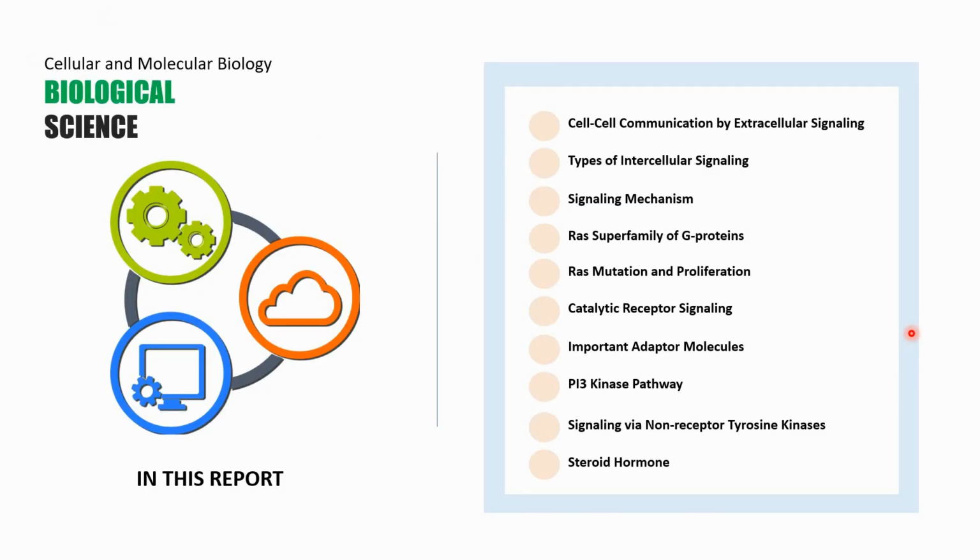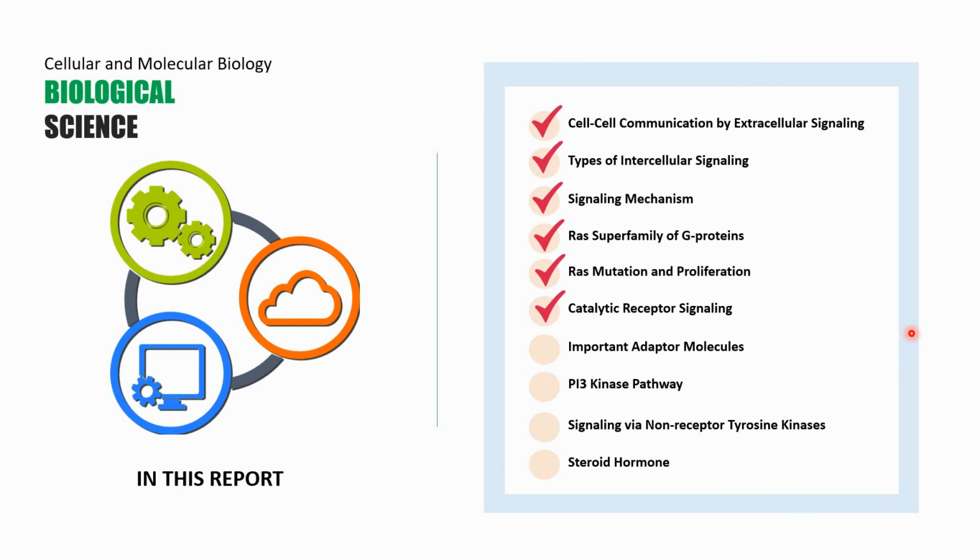And so these are the topics that we discussed in cell signaling. So first is cell-cell communication by extracellular signaling. The second one are the types of intercellular signaling. The third topic is for signaling mechanisms. And then we talked about RAS superfamily of G proteins. We also talked about RAS mutation and proliferation.